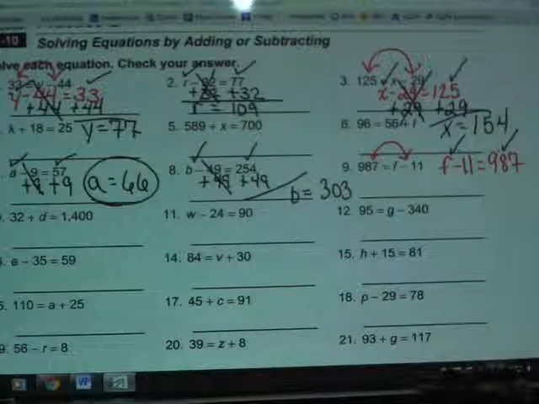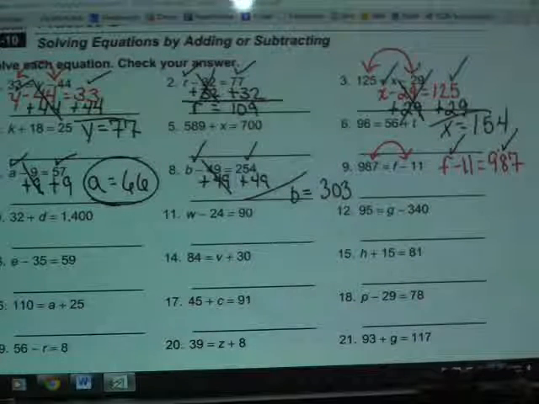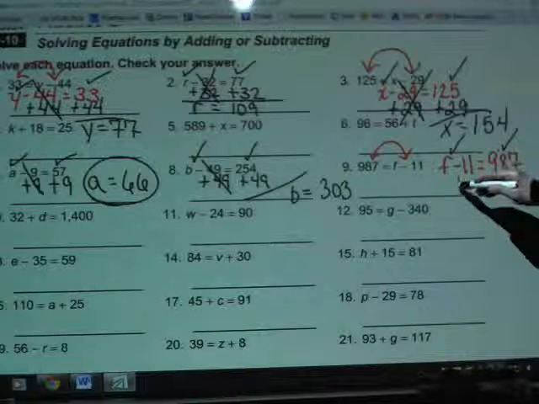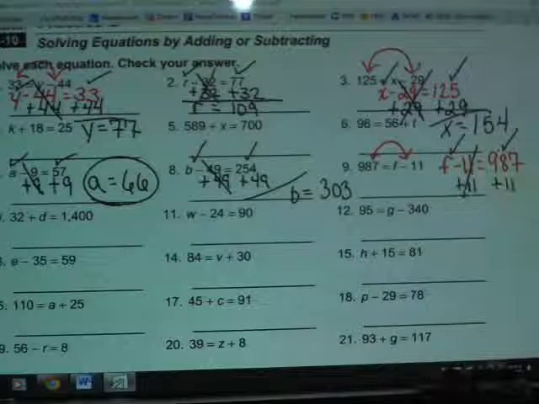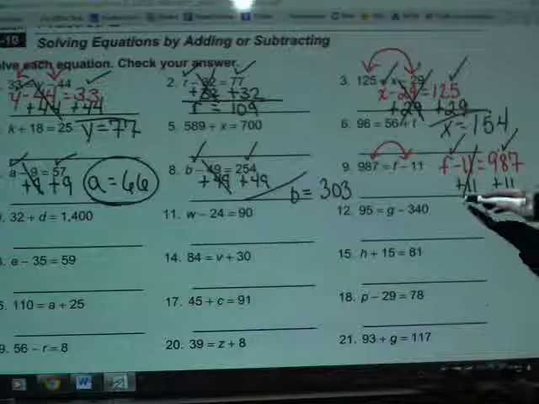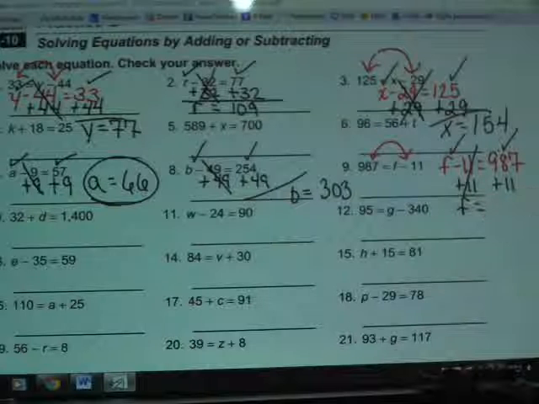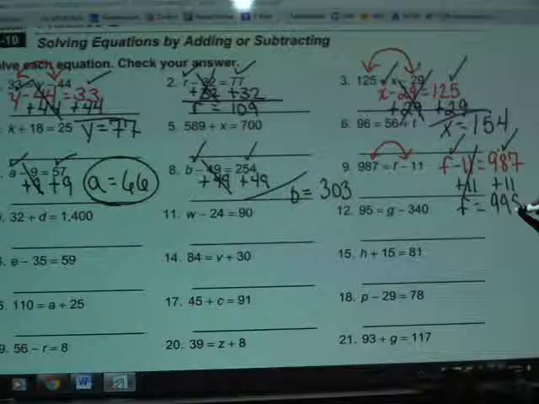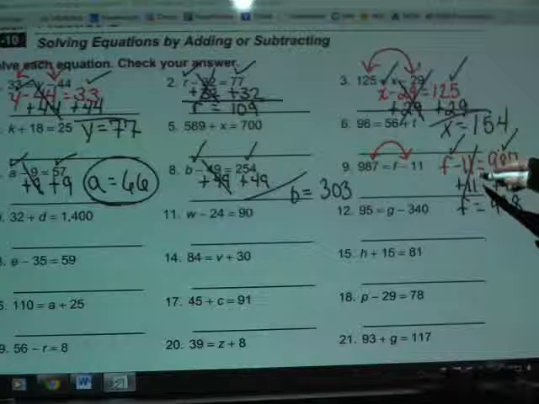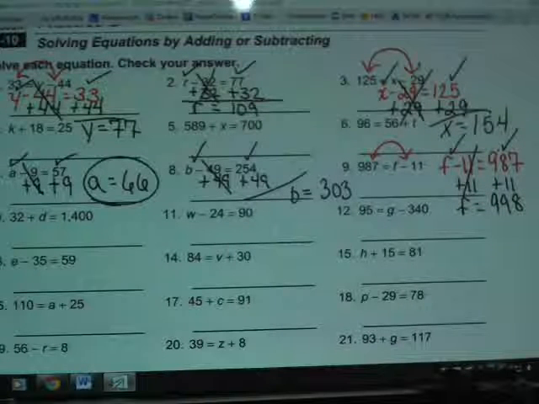Well, again, when I want to move something to the opposite side, in this case to the right, I'm going to do the opposite, which is to add. So add 11 to both sides, and that's going to make this minus 11 plus 11 cancel each other out and leave me f. And then I've got 987 plus 11 here. 987 plus 11, that's going to give me 998. And we can check this. 998 minus 11 is 987. Since the other side says 987, the equation checks.